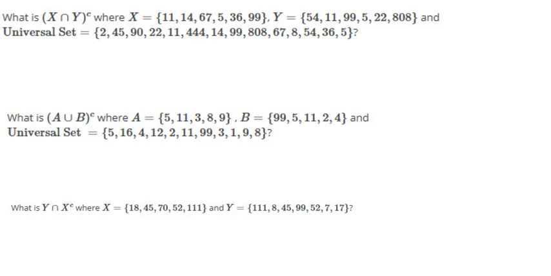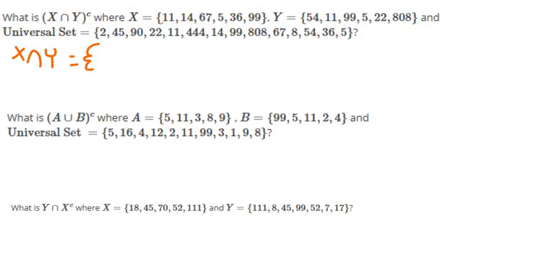So the first question says, what is the complement of set x and y? So this symbol right here says what's in both x and y. So I'm going to do that part first for the order of operations, and then we're going to find the complement as it pertains to our universal set. So what is in both x and y?